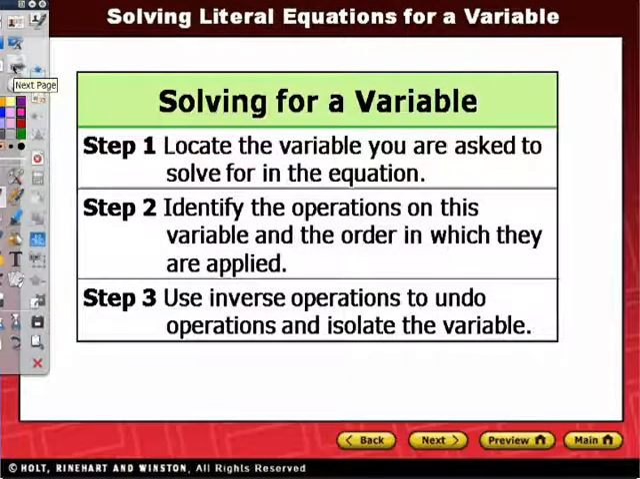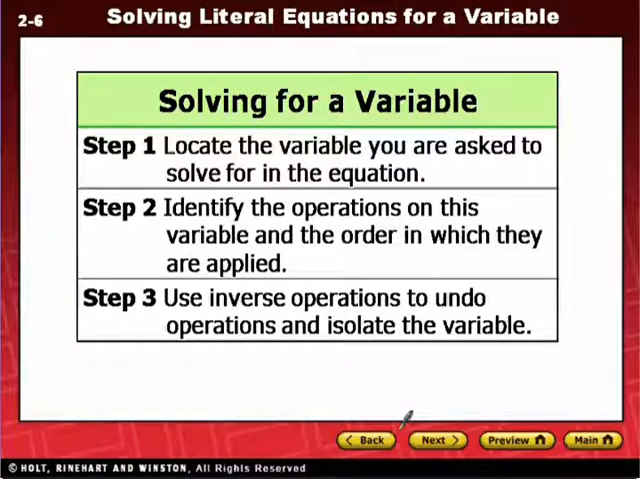On page 28, you have room for the steps for solving for a variable. You're going to copy these down. Remember, if you don't have time, you can go ahead and pause the video. Step 1: we locate the variable we're asked to solve for. I like to underline it or circle it, do something so you know what that variable is. Then you identify the operations that are done to that variable and the order that they're done in. So it's multiplied by something and then something's added to it, whatever it happens to be.